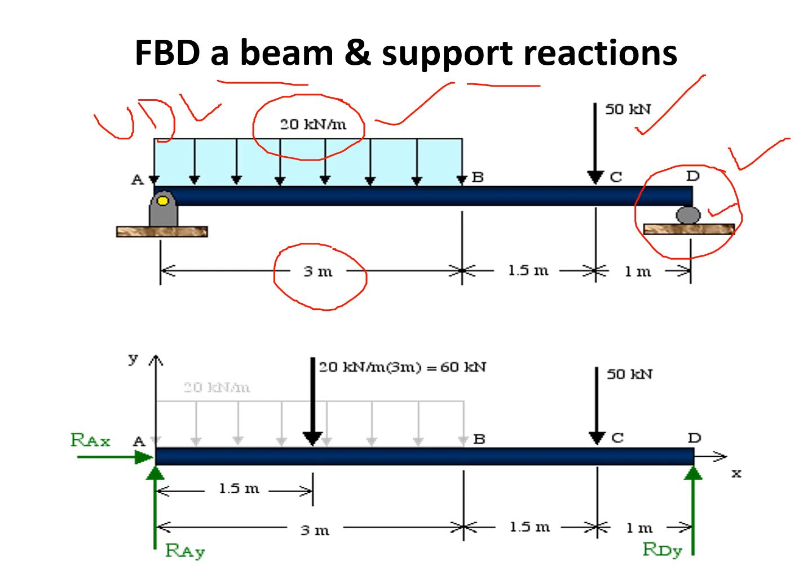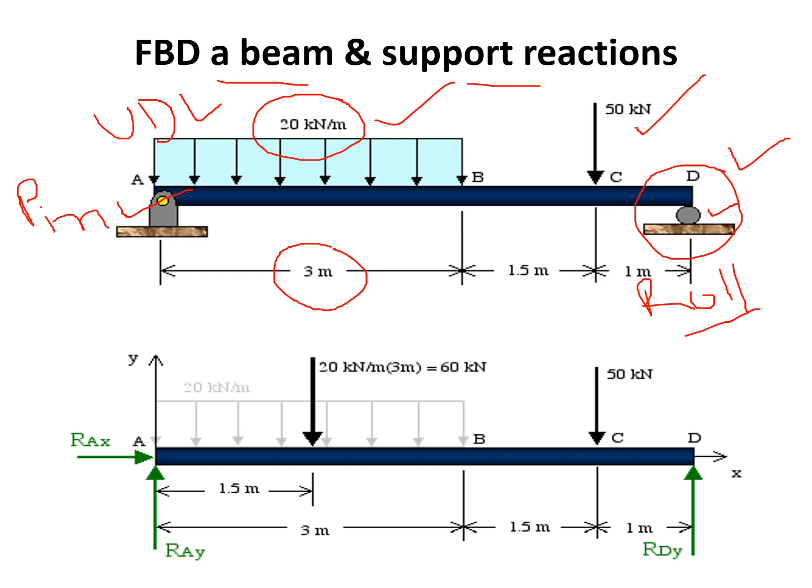The second one you see at A, that is a pin. So this is the pin support. At A we have the pin. If you see, this is the pin support, and this is the roller one. This is the rolling support.